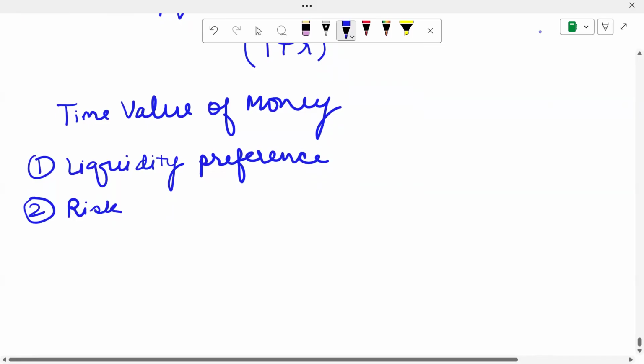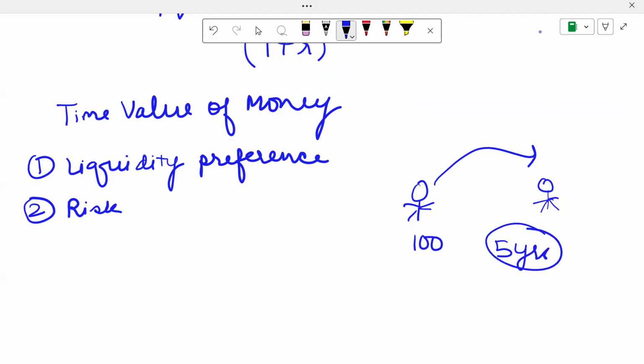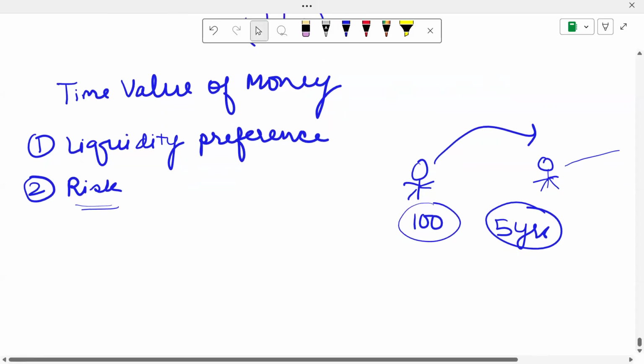Second is the risk. Let's suppose you have given a loan to someone. You're person A, and you have given a loan to someone named person B. Now you want some extra. Let's suppose you've given 100 rupees to him and he wants to return this money to you after 5 years. Five years is a big amount of time. There may be a possibility that this person runs away and never actually gives you your money back. So because you're taking a risk, you are also expecting something extra over and above what you are loaning to this person. So this is another reason why money has a time value.